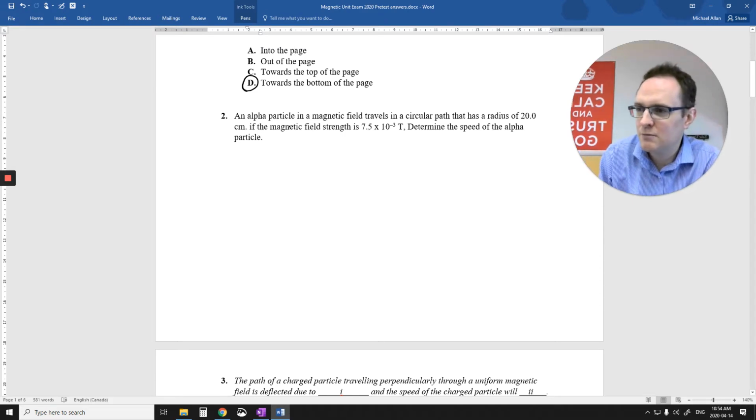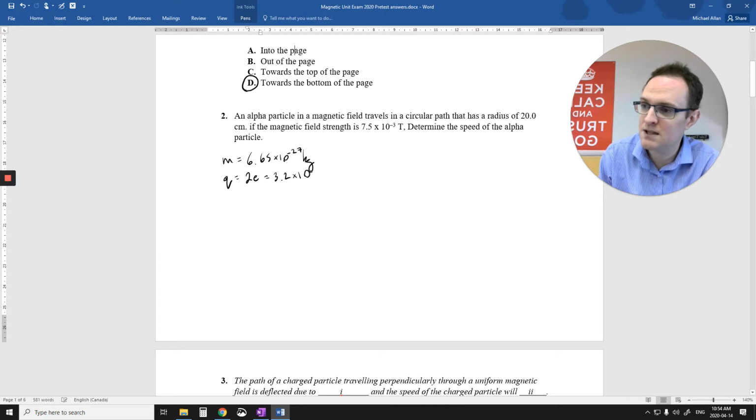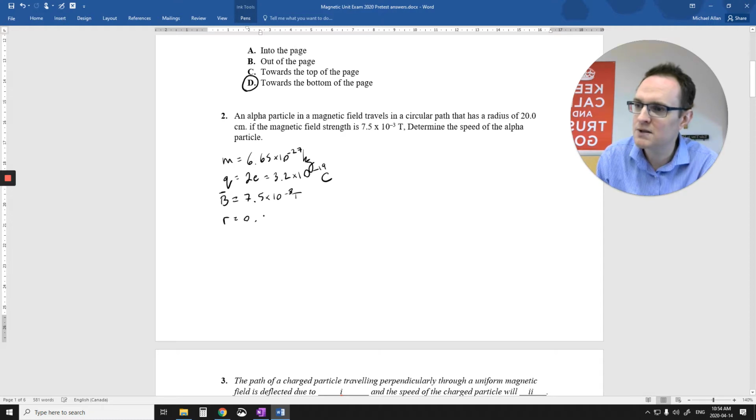Couple of key things we know about the alpha particle. We've got the mass, 6.65 times 10 to the negative 27 kilograms. We have the charge of the alpha particle, which is 2 e's, which is 3.2 times 10 to the negative 19 coulombs. What else do we have in here? We've got a magnetic field strength in Teslas, so that's the B value. We don't necessarily know which direction it is, but we're just trying to find speed anyway. And we know the radius. I'm just going to change that to meters right away.